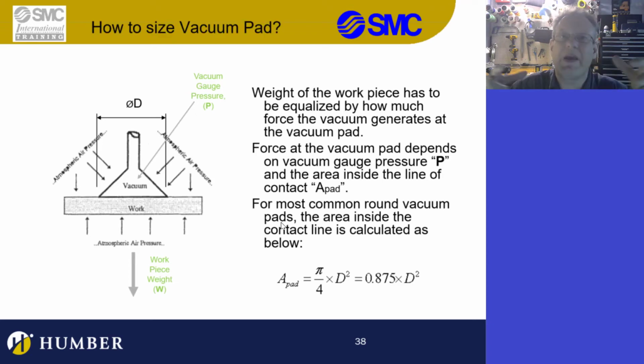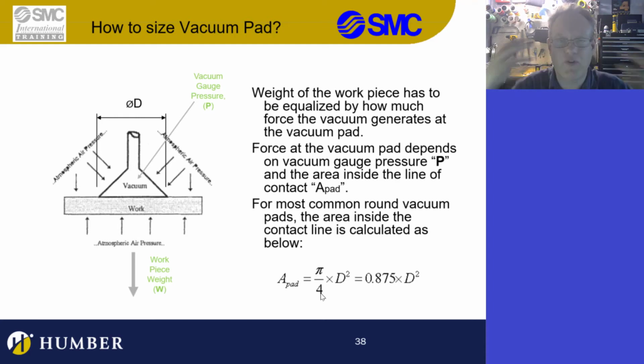Okay, how big do we make a vacuum cup? We want to calculate the size. We're going to go order a vacuum suction cup. How big do we make it? What's the diameter that it needs to be? There's this whole formula here. Now we know area is this, so you know how to calculate area. What I need to do is think about the formula. Pressure is force over area.